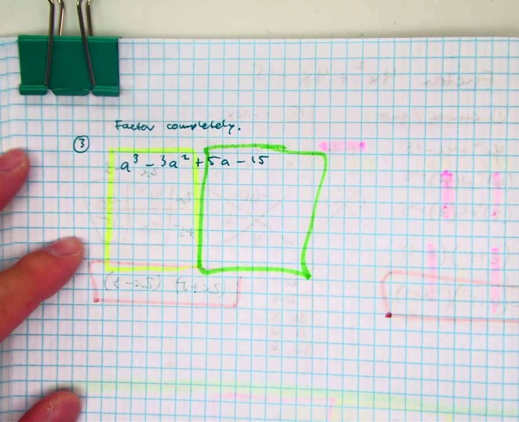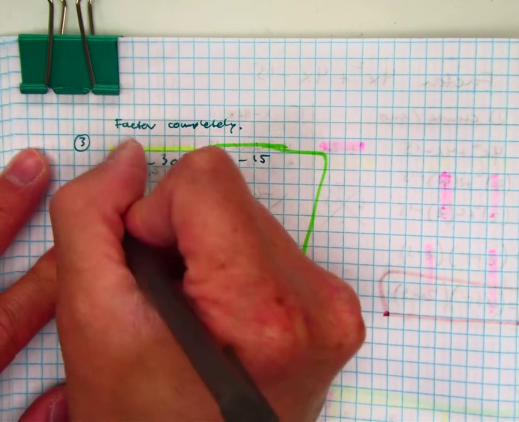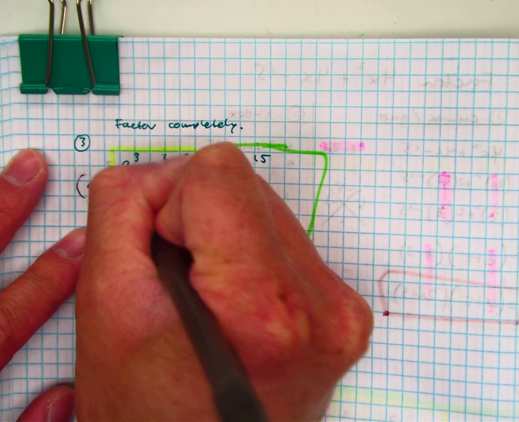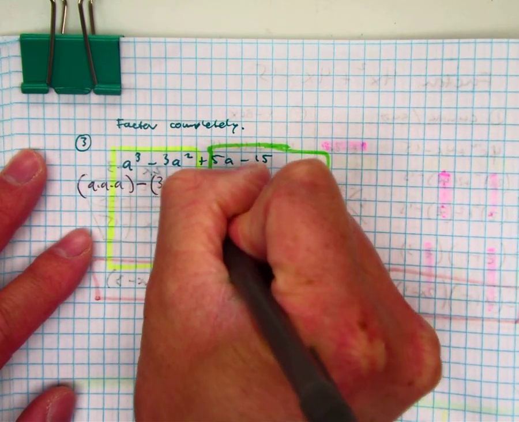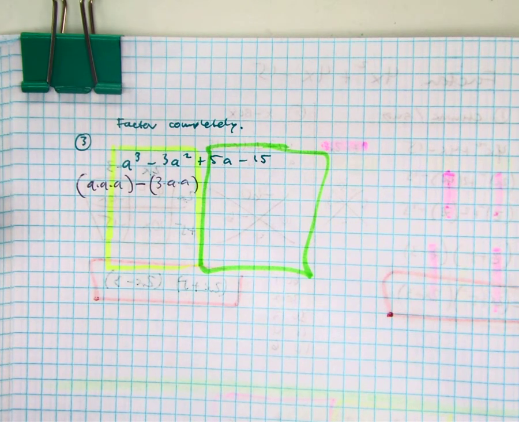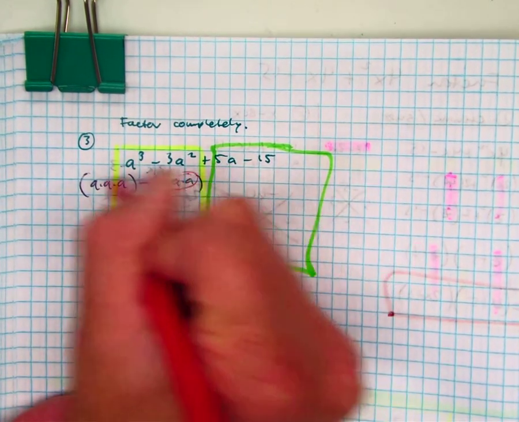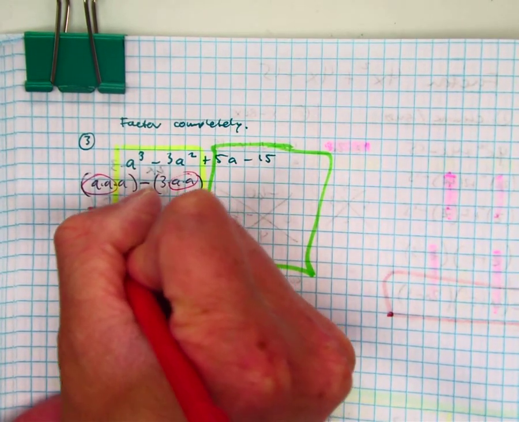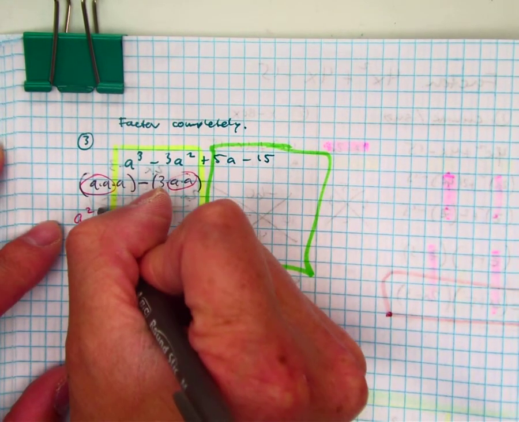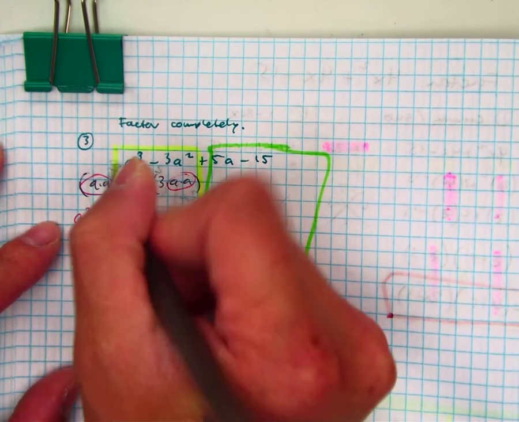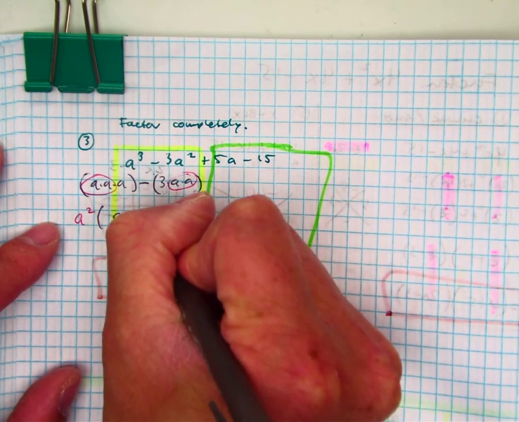I can break them up into factors. A times A times A is a cubed. And then 3 times A times A. So in this problem you have a squared in common. And then now I'm going to write everything that I did not circle in red: A minus 3.